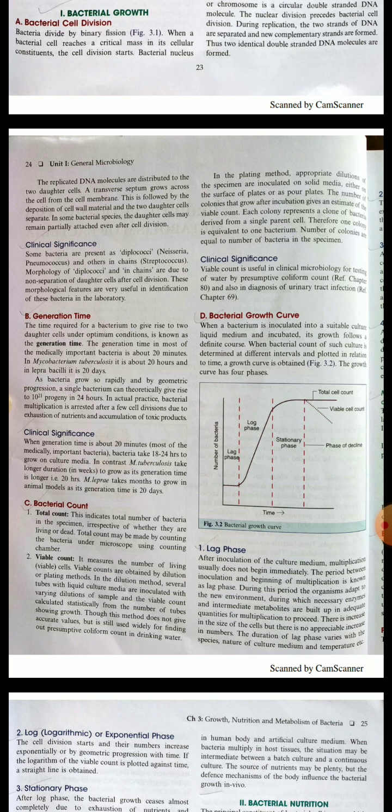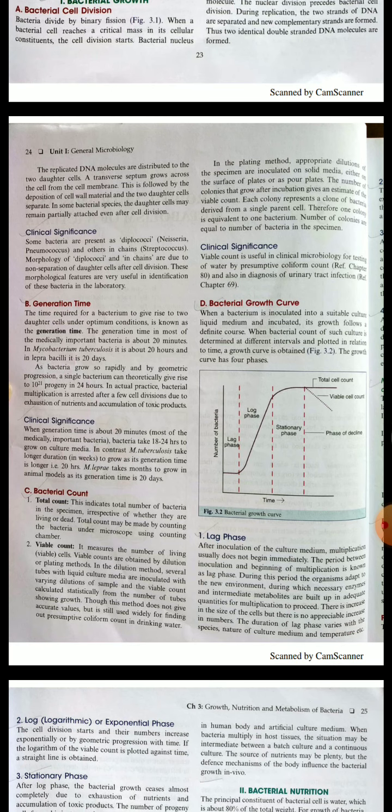In Mycobacterium tuberculosis, it is about 20 hours, and in Lepra bacilli, it is 20 days. As bacteria grow so rapidly and by geometric progression, a single bacterium can theoretically give rise to 10 raised to power 21 progeny in 24 hours. In actual practice, bacterial multiplication is arrested after a few cell divisions due to exhaustion of nutrients and accumulation of toxic products.